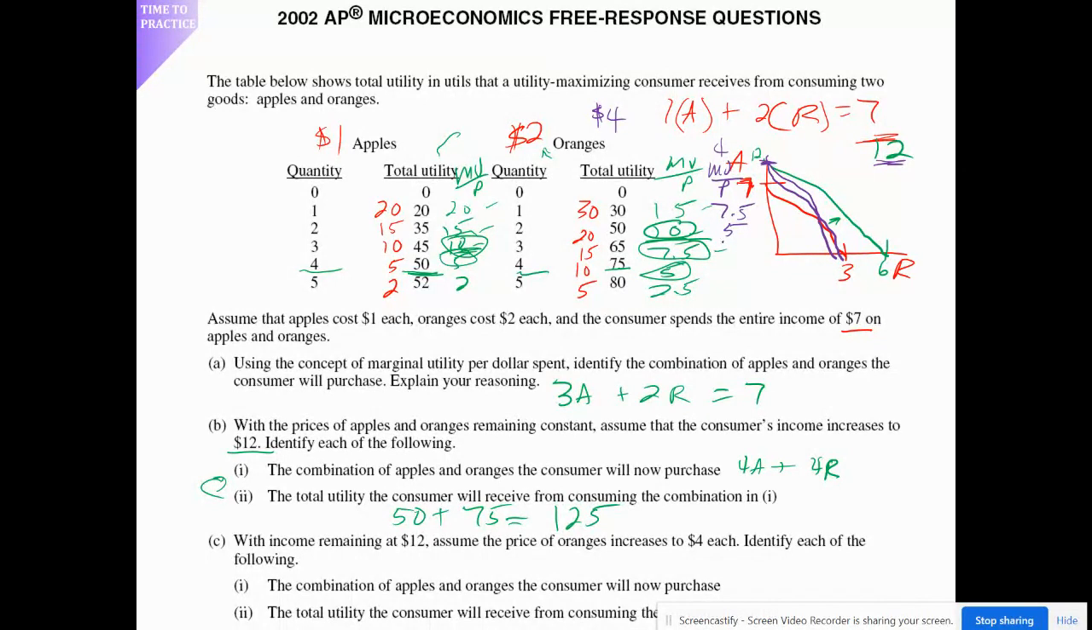$4, what would that be? 3.5. And then 10 would be 2.5, and then that would be 1.25. So now it says, what combination could we purchase now?